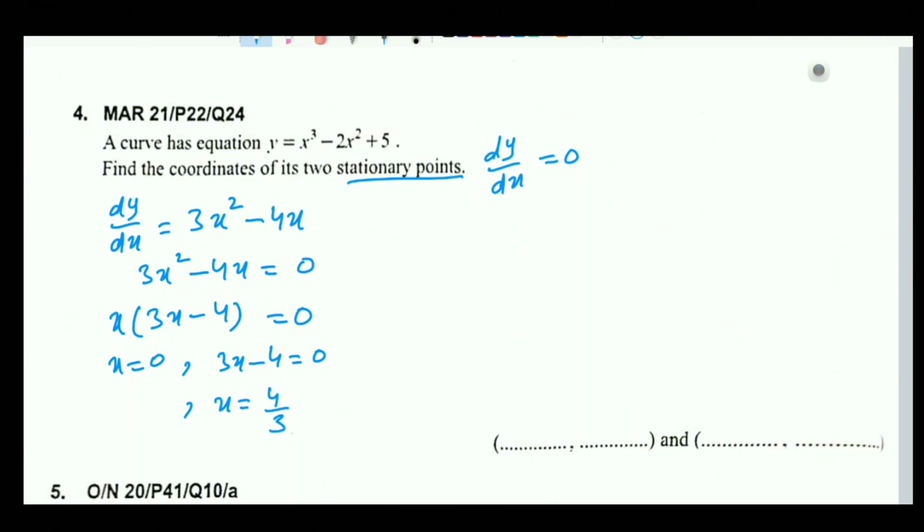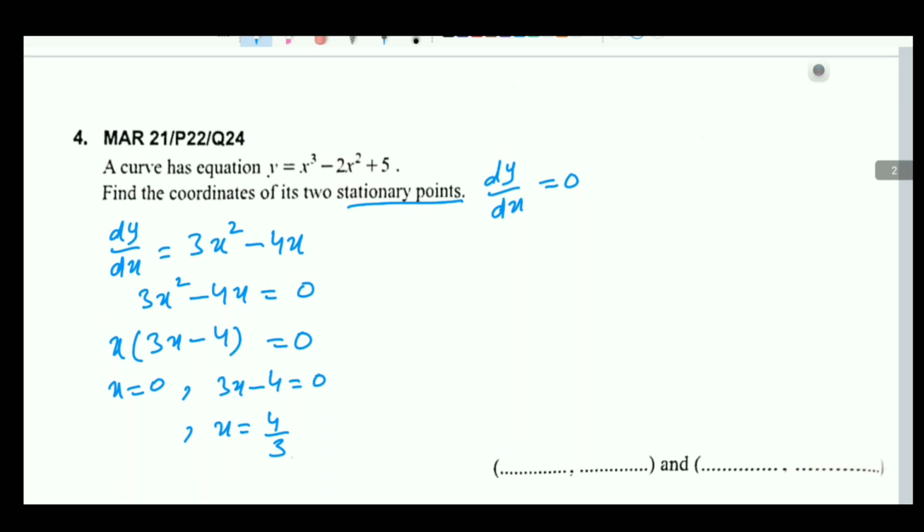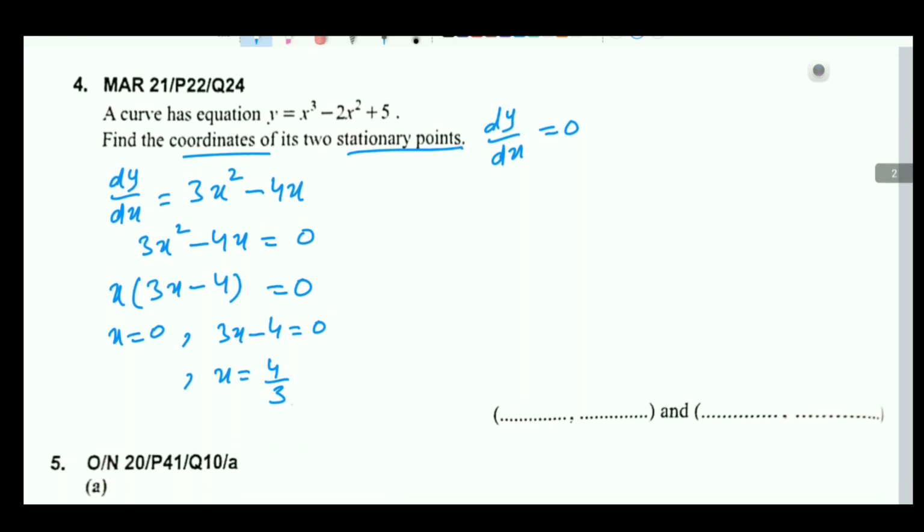So we got two coordinates of x. Now find the coordinates of a stationary point. It means that we have to find the values of y as well, because two options are given in the answer section. So as I told you, you have to put these values in the original equation of y. So put 0 in the original equation, you will get y is equal to 5.